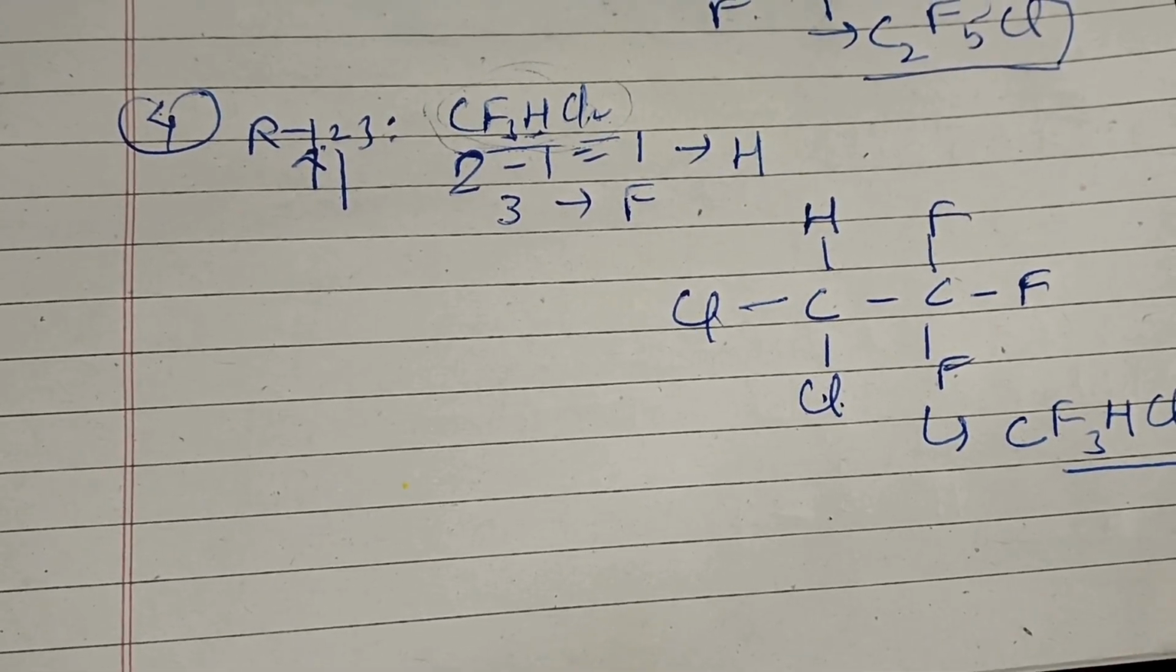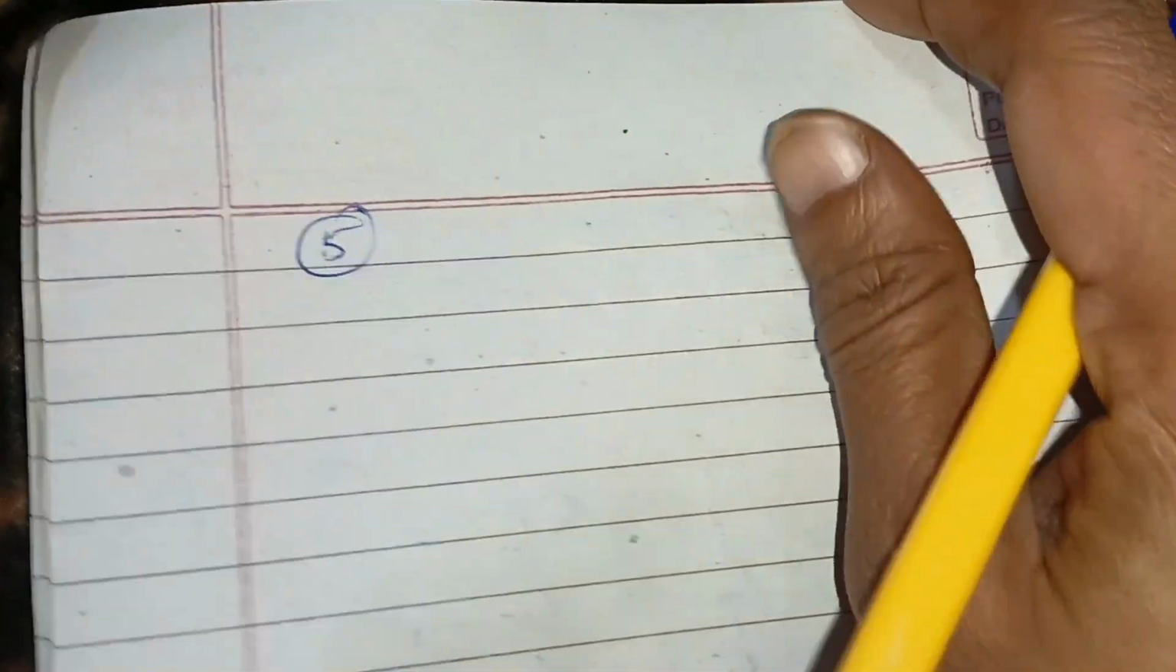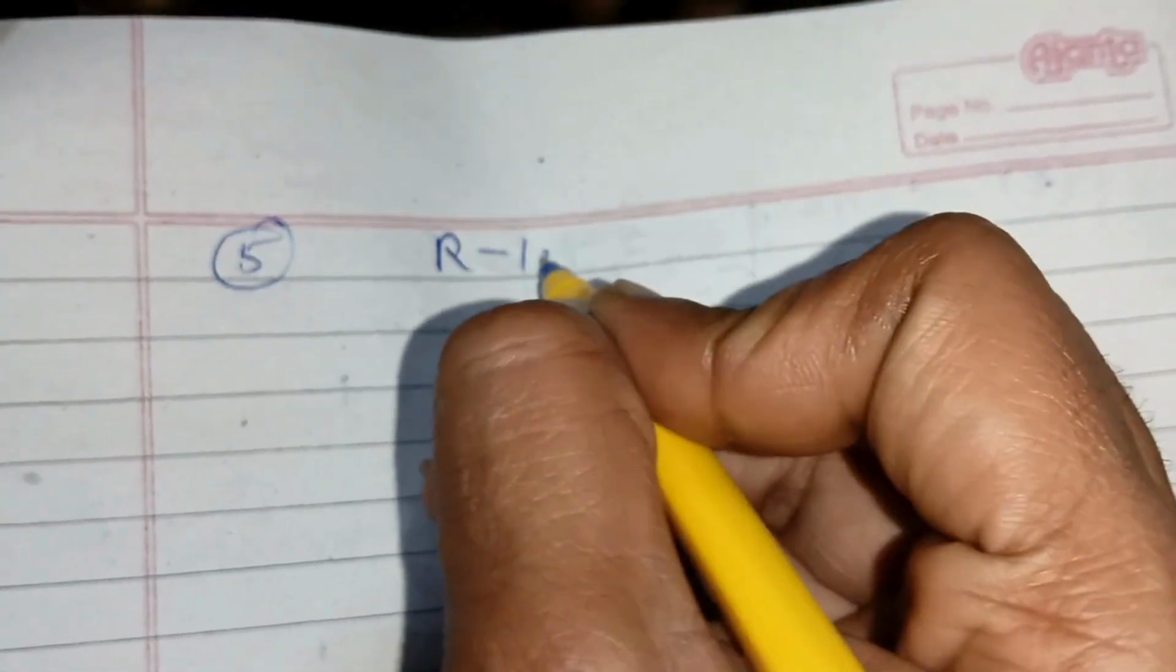Ethane-based refrigerants. So now number 5, we have just covered 4 ethane-based refrigerants. We have just found out the formula. And next we can see R124.